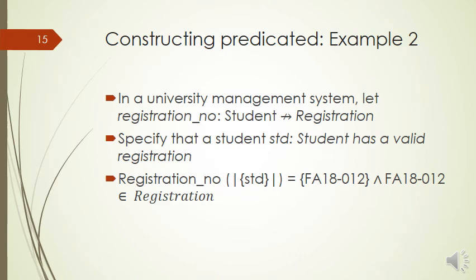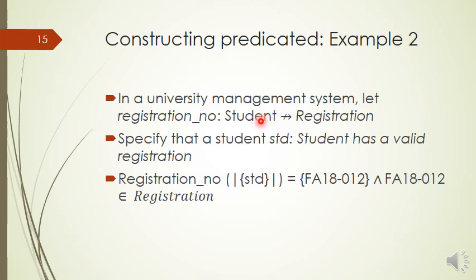Students, as you know, in a university management system, each student contains a unique registration number. Therefore, in a university management system, we can declare registration number as a function variable which has student as a domain set and registration as a range set. For example, we can take any value from the domain set as input, which assigns a unique registration number for that input student.